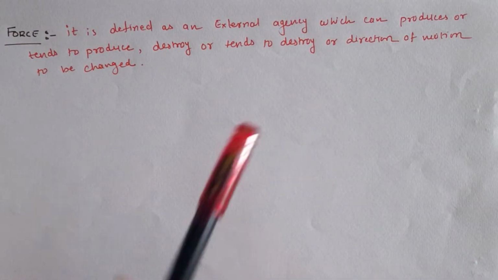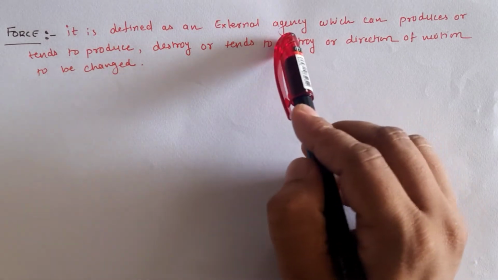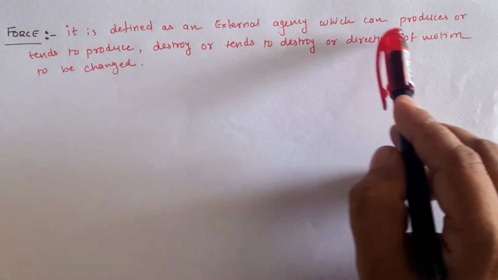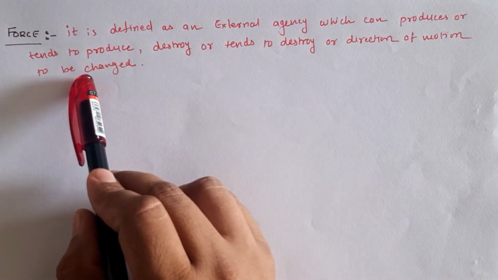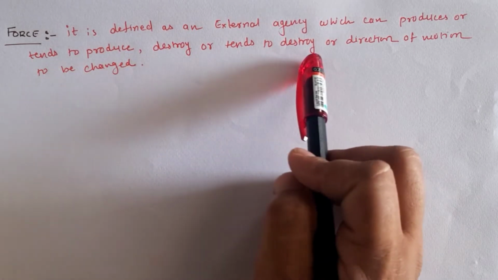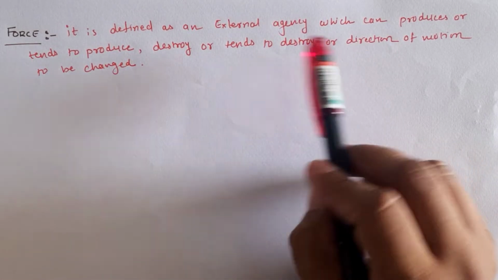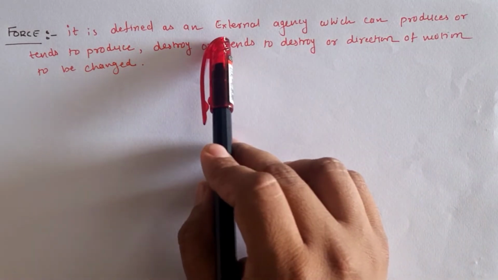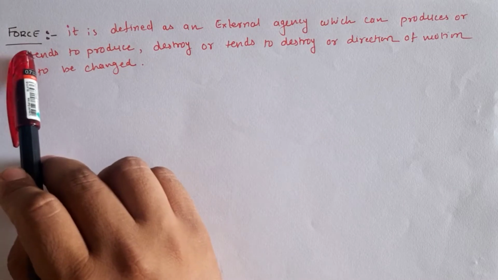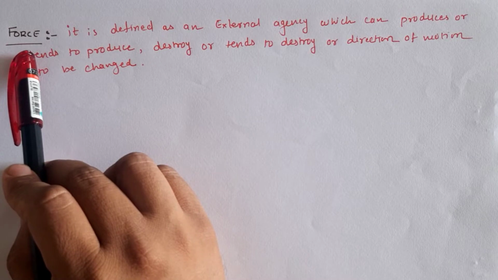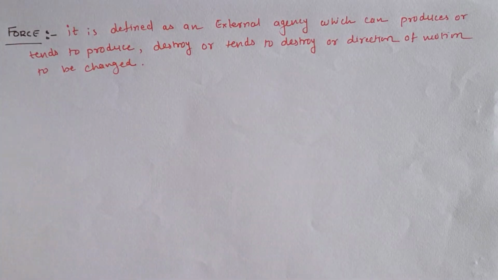It is defined as the external agency or external effect which can produce or tends to produce motion, destroy or tends to destroy motion, or change the direction of motion. Then that external agency is known as force, and we know that force is a vector quantity having magnitude and direction. So the second point is characteristics of forces.